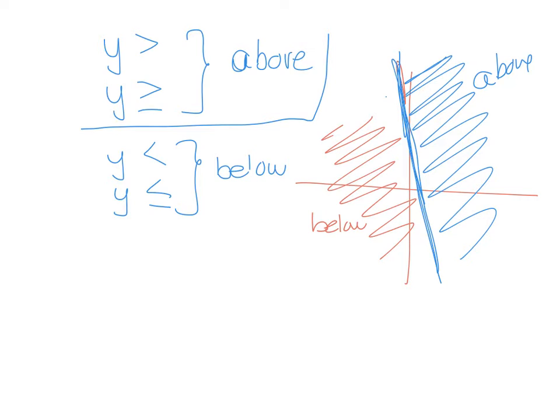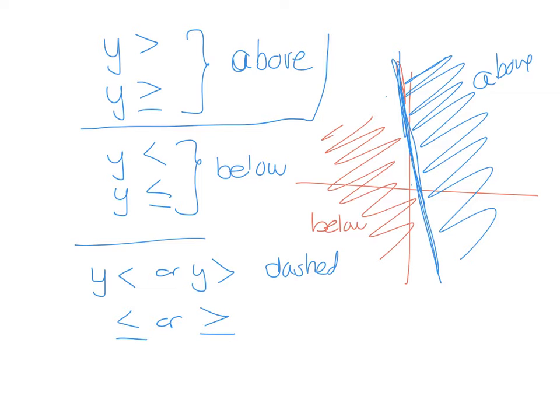If it's greater than, or equal to, you'll always shade above. Less than, or equal to, below. But the other way, you can always check out the test point. So the other rule that we had to remember: if it's y is less than or y is greater than, if it's just less than or greater than, you're going to have a dashed line. If it's less than or equal to or greater than or equal to, you'll have a solid line.